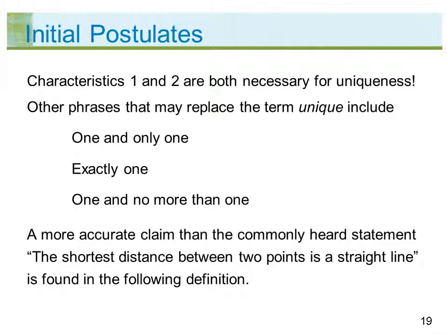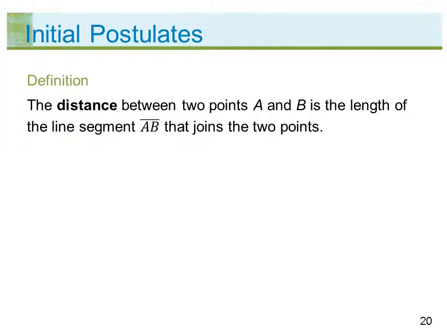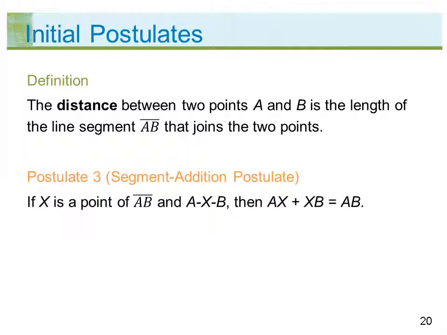A more accurate claim than the commonly heard statement, the shortest distance between 2 points is a straight line, is found in the following definition. Definition: the distance between 2 points A and B is the length of the line segment AB that joins the 2 points. Postulate 3. Segment addition postulate. If X is a point of line segment AB and A-X-B, then the length AX plus the length XB equals the length of AB.